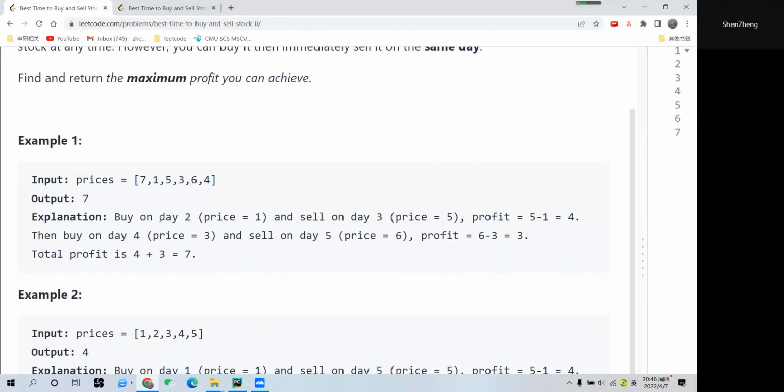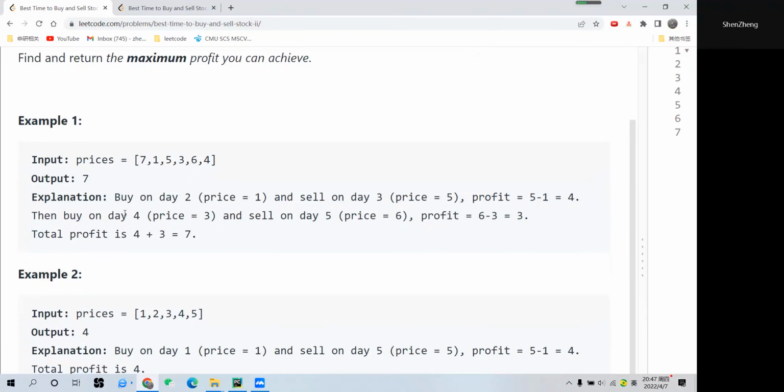So if we purchase on day 2, we get the cost equal to 1, right? And sell on day 3, get the revenue 5. Then the profit is calculated by deducting the cost from the revenue. So the profit equals 5 minus 1, which is 4. And then we can purchase on day 4, right? So the cost is 3 for the new transaction, and then we sell on day 5. So the revenue is 6 for the new transaction. So the profit for this new transaction is 6 minus 3, we get 3. And finally, the total profit is 4 plus 3 equal to 7, right? Because we add up the profit for these two transactions.